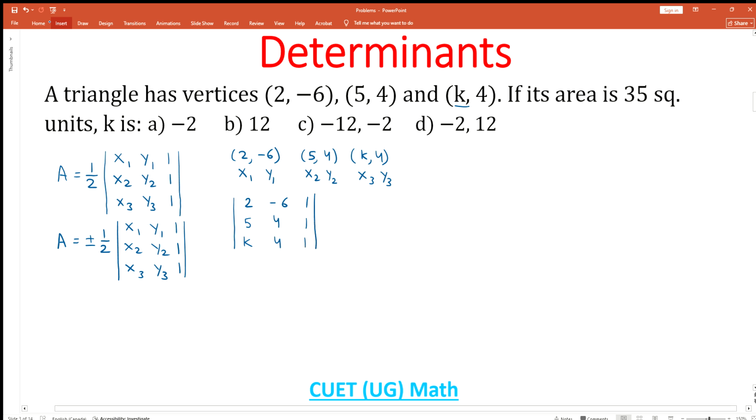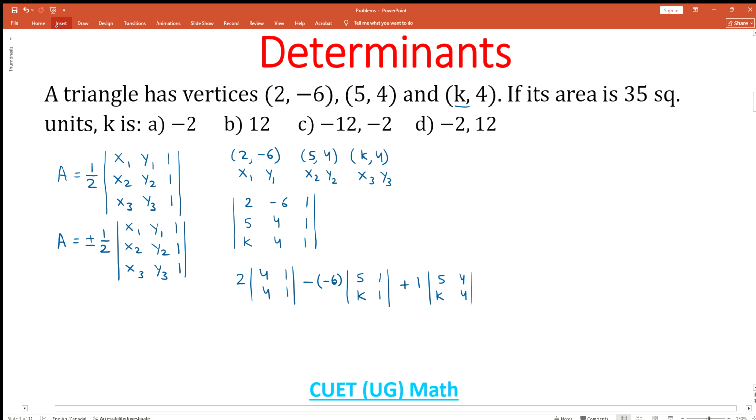We can use cofactor expansion along the first row to find the determinant. The first element in the first row is 2 times the determinant of the 2 by 2 matrix 4, 1, 4, 1, minus the second element in the first row, -6, times the determinant of the 2 by 2 matrix 5, 1, k, 1, plus the third element in the first row, 1, times the determinant of the 2 by 2 matrix 5, 4, k, 4.